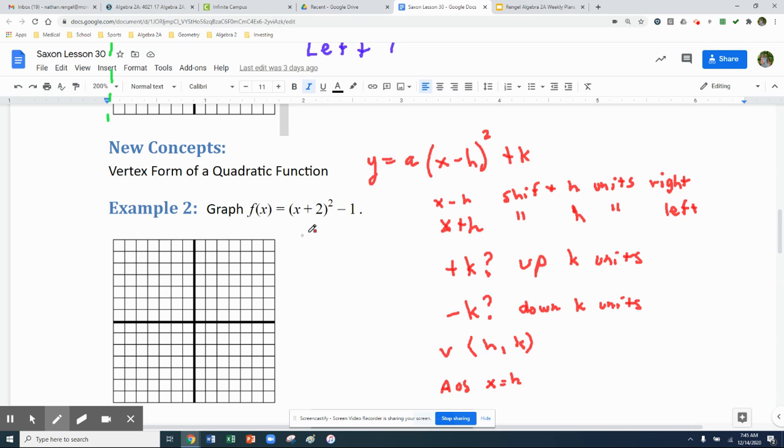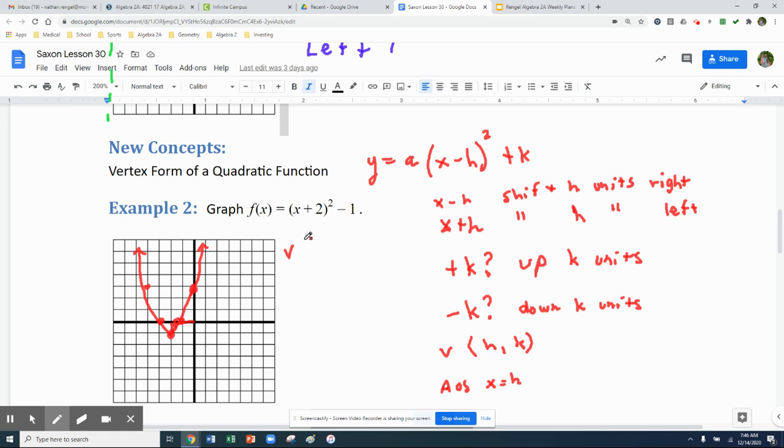So looking at this one, I've got my x plus 2, which means I'm shifting to the left 2. And then minus 1 means I'm shifting down 1. There's going to be my vertex. And then I can graph out some additional points. There's going to be my parabola. So graphing that out, there's what we'll start to see.